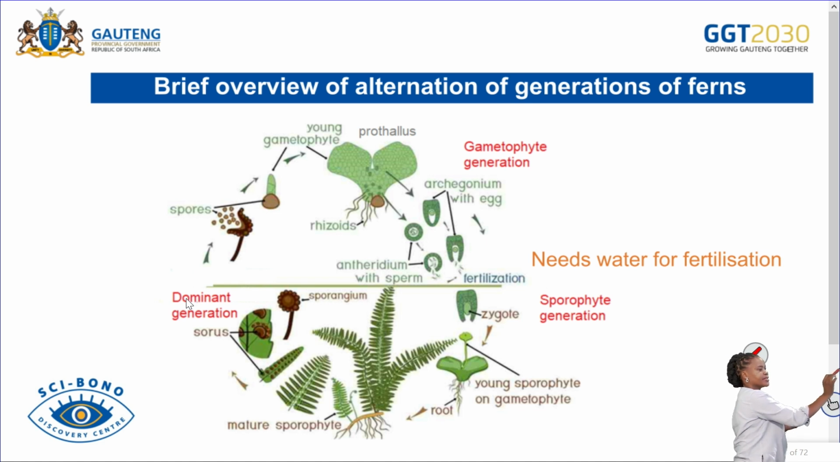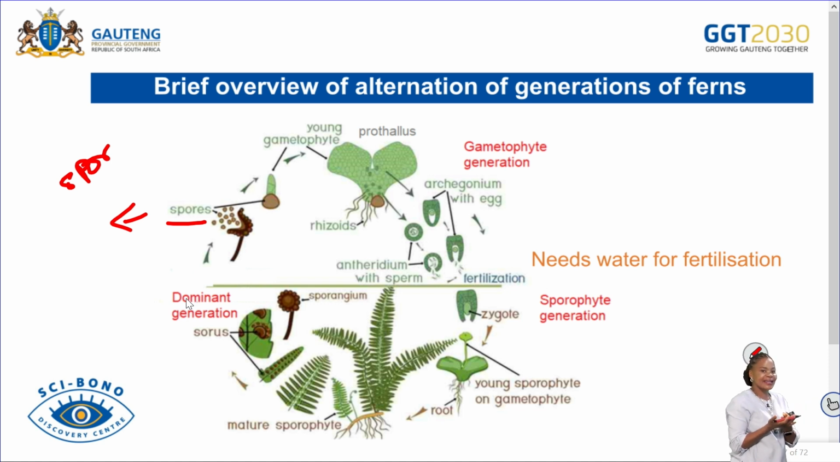And this is our sporophyte generation. On the sporophyte generation, remember we said it is the dominant phase. What is happening now? We'll be having the spores. Remember, the spores are produced inside the sporangium, and the sporangium is under the sorus. So the spores are now produced, and then they are released. As they are released, they develop into this structure, and then this structure develops into what we call the young gametophyte.